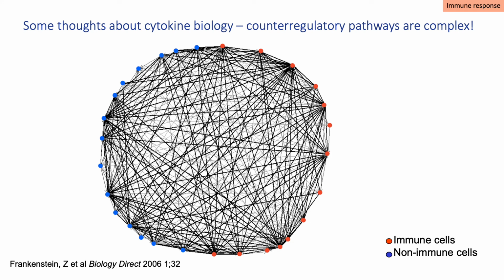Because the immune system is incredibly complex. This is actually a very old slide. It's more than 15 years old now. And in this mathematical model, an immune cell and a non-immune cell that had a relationship were depicted as a line. And all of these different lines depict the complex interactions that occur.